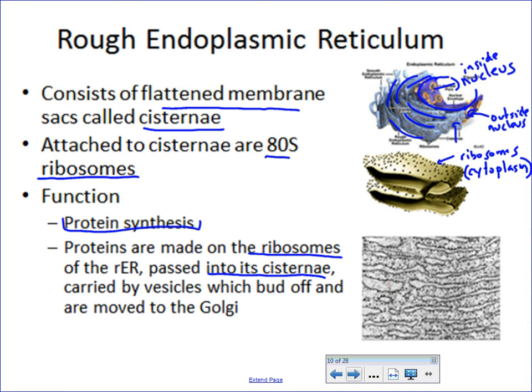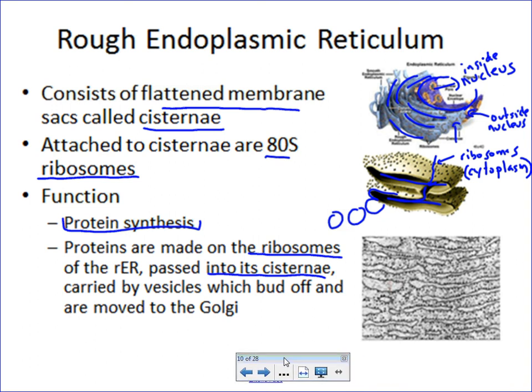As those ribosomes synthesize proteins, those proteins will be passed into the membrane itself. So the protein will go into the channel of the endoplasmic reticulum. And then from there, because this is a membrane, you can get vesicles that form from that rough endoplasmic reticulum, which are then transported to the Golgi apparatus.